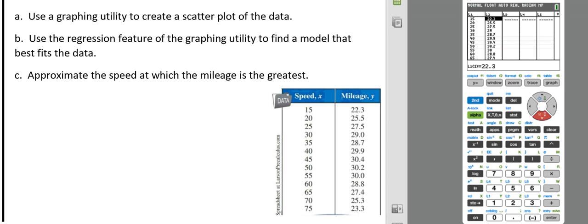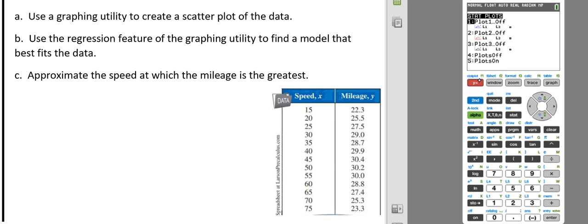So go ahead and pause this video and enter the data into your calculator. And then when you're done, push play and we'll keep going. So now that we have our data entered in, we want to make sure our stat plot is turned on. So we'll go to second y equals, and we'll turn on our stat plot. So we'll go ahead and say on.